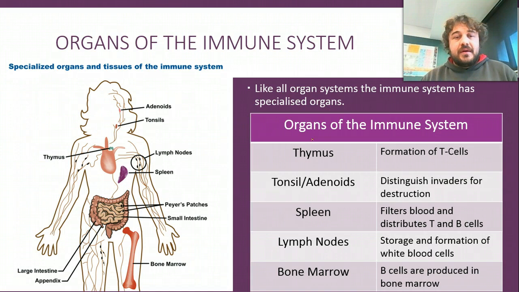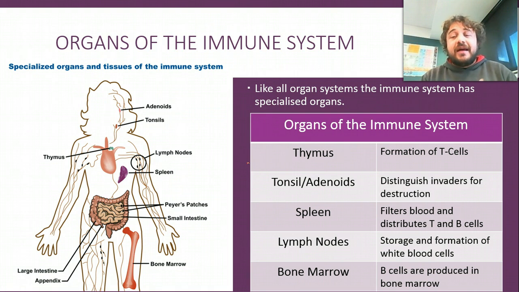All right. So, organs of the immune system. There are a bunch of them. The specialized organs are all over here, and these are the ones that we really need you to focus on. So, as I said, like all systems, the immune system has specialized organs. So you have the thymus. This is where T cells are formed. Why was that hard?